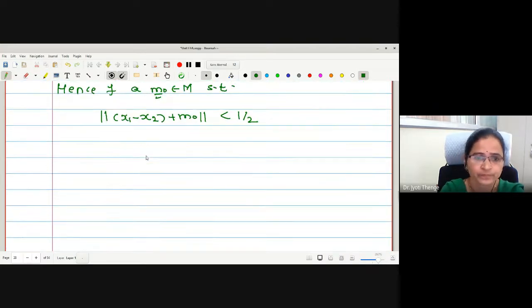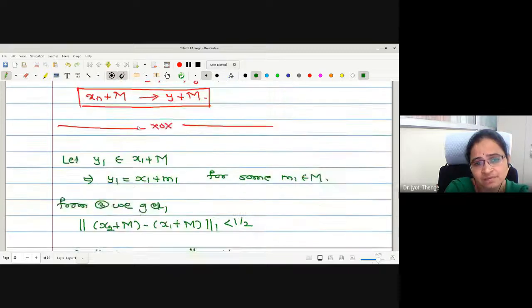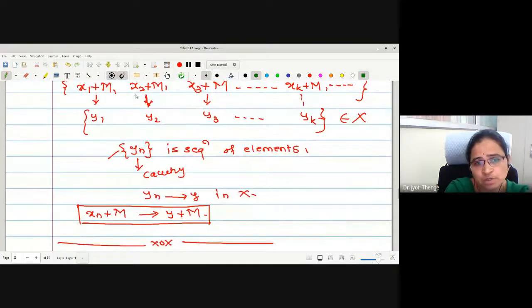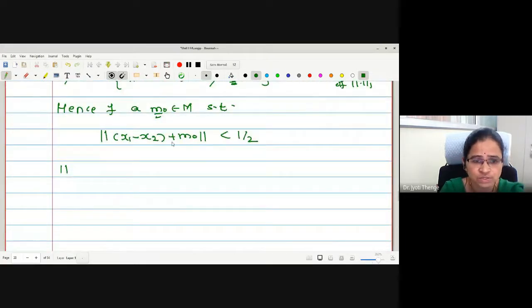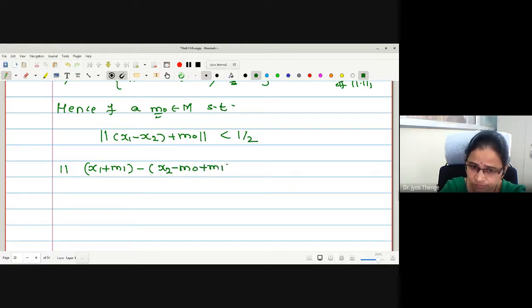Now let me make an adjustment again. One element of x1 plus M, y1, I have selected. Now the job is to select another element from x2 plus M. For selecting the element, I will separate this with an adjustment, adding and subtracting the element m1. See how I am adding. x1 plus m1 I am writing. Then I am writing minus x2 minus m0 plus m1. Is it okay?